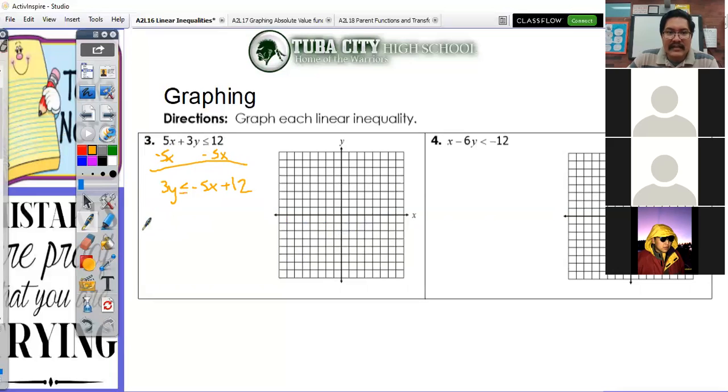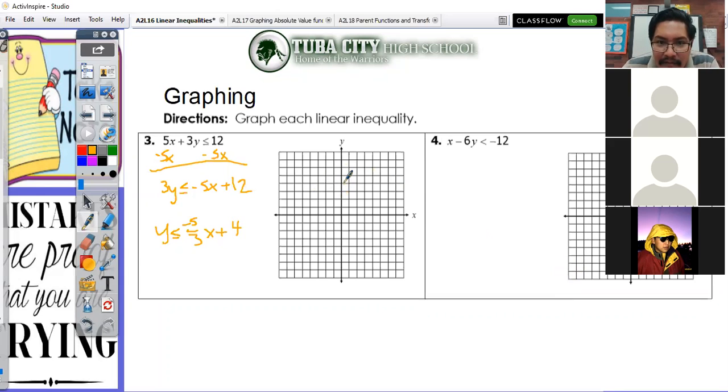Now I need to divide everything by 3. So y is less than or equal to, and I'm just going to divide everything by 3, divide that by 3, and I need the x also. And divide this by 3. So 12 divided by 3 is 4. And anyway, there we go. So now we have all the pieces to the graph.